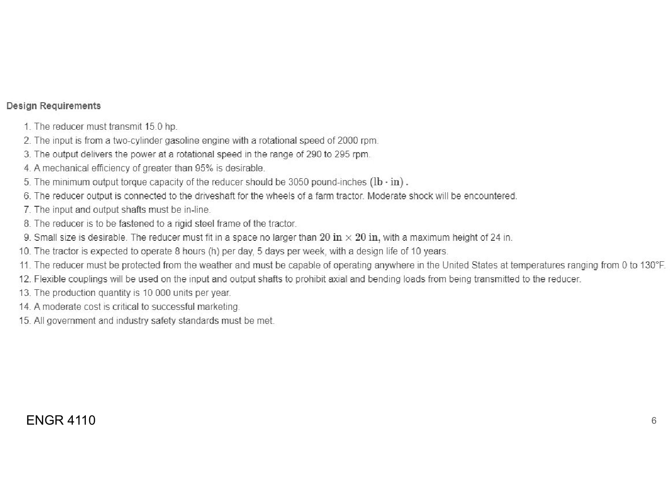The reducer must transmit 15 horsepower. So here we have a quantitative limitation for power. Then input is from a two-cylinder gasoline engine with rotational speed of 2000 RPM. So you have rotational speed input. And then number 3, output delivers power at a rotational speed in the range of 290 to 295 RPM. So you have the rotational speed output.